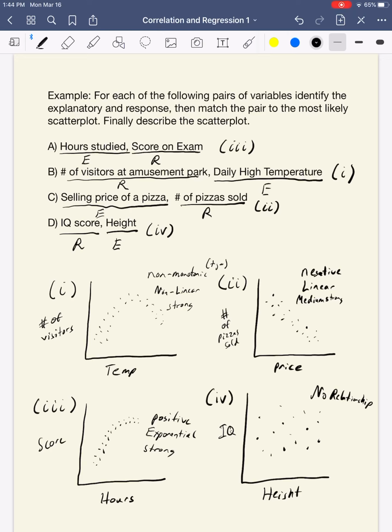Now, when we come back in our next lecture, we'll take a look at how we actually build our own scatterplot and how we measure the strength.